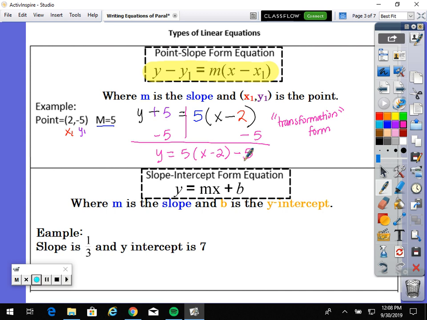So there's point slope. Now we're going to move on to slope-intercept, probably what we're most comfortable with, y equals mx plus b, where m is the slope and b is the y-intercept. So that only works when they give you the slope and the y-intercept. So in this case, they gave us the slope as 1/3 and the y-intercept as 7. So I would say y equals the slope, which is 1/3 x, and then plus 7. So there's my equation. The slope is 1/3 and the y-intercept is 7.